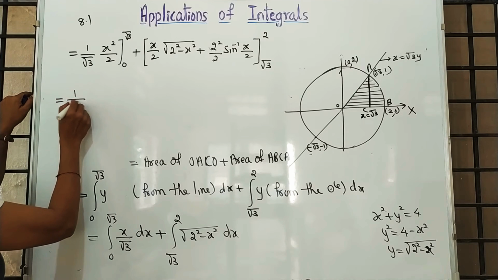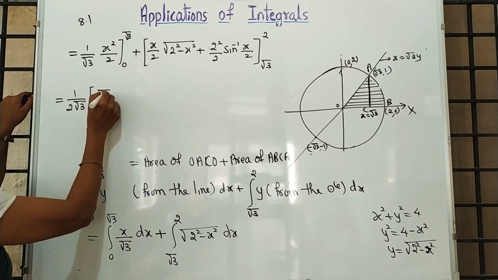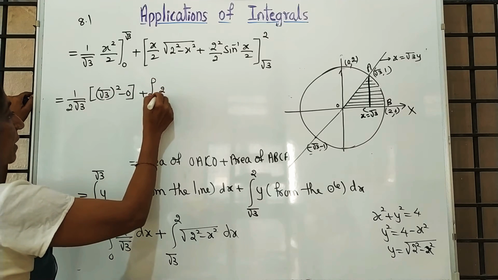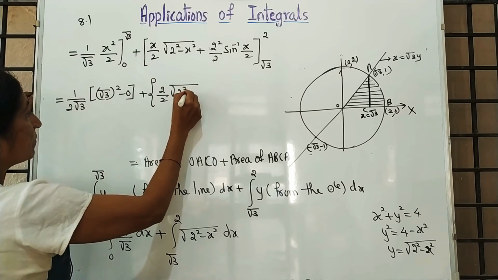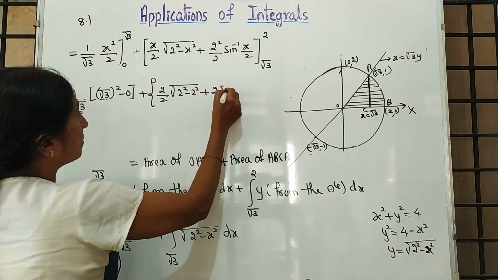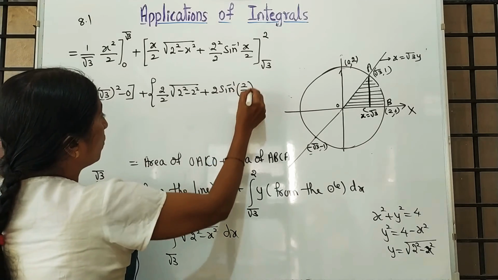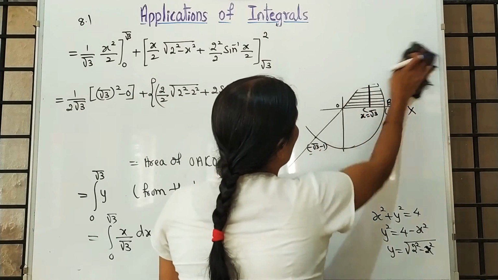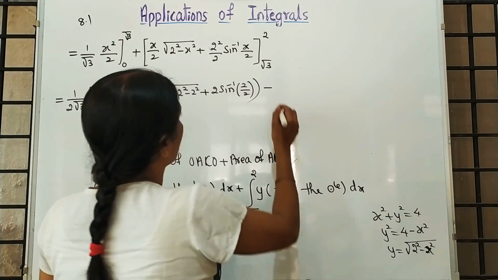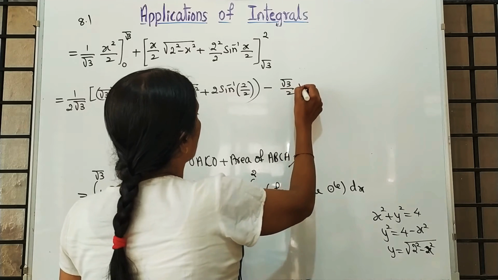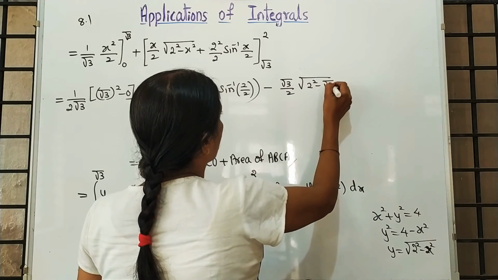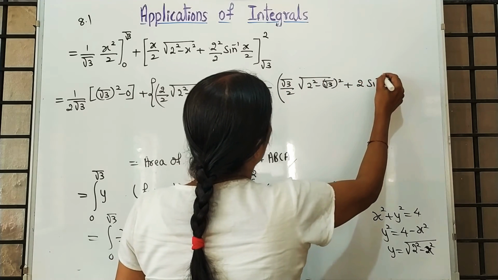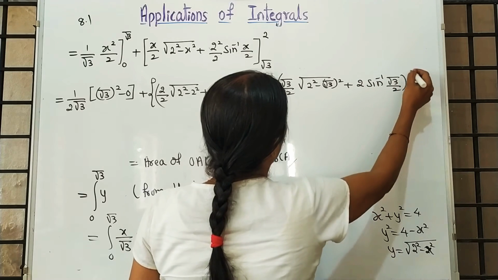1/(2√3) outside, it is (√3)² minus 0, plus, first I am writing the upper limit. Now I am writing the lower limit. The lower limit is not 0. In the previous it is 0, so we wrote the values directly. It is √3: √3/2 √(2² − √3²) plus 2 sin⁻¹(√3/2).